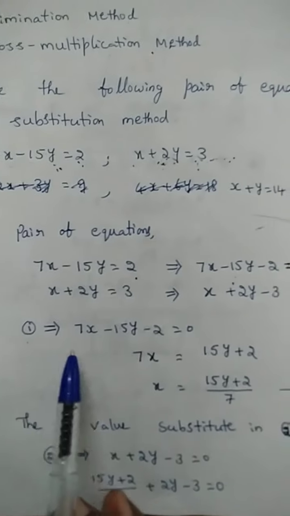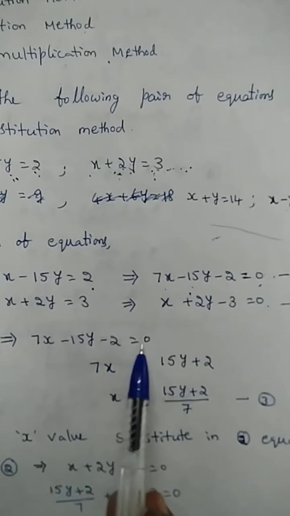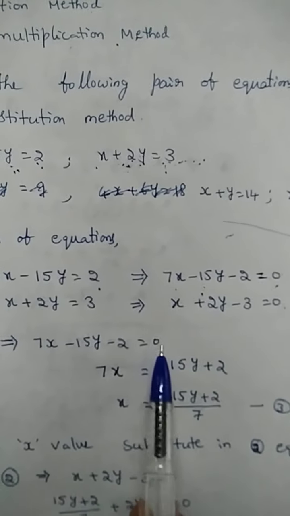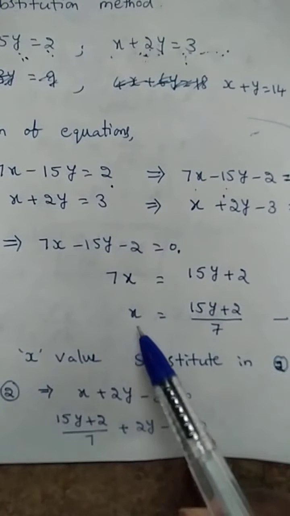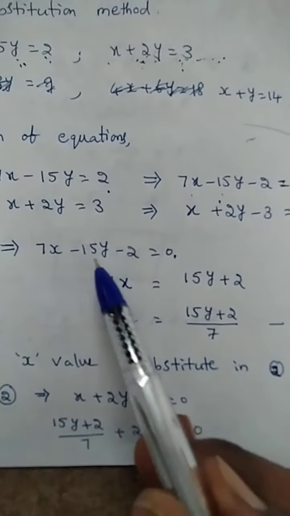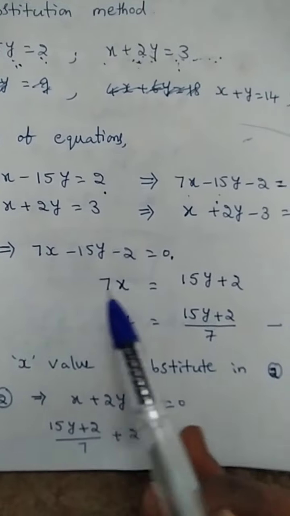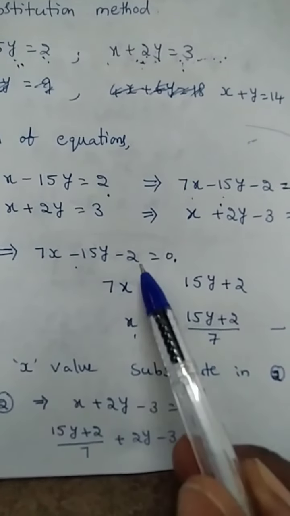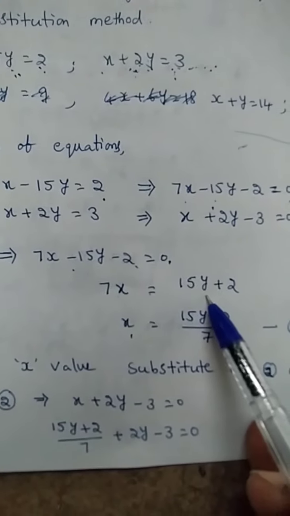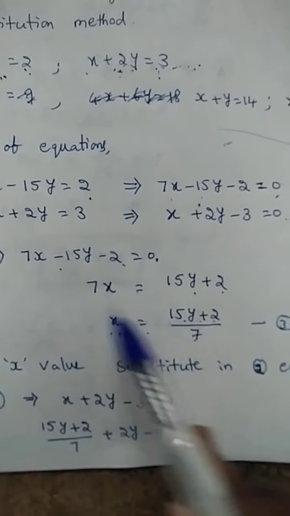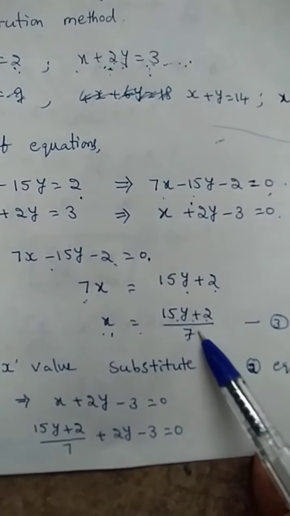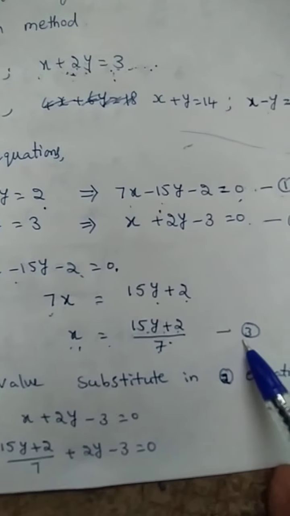The first equation is 7x minus 15y minus 2 is equal to 0. So the equation is to be changed as x here. So except x, all the values are to be transposed to that side. 7x is equal to minus 15y minus 2. Changing sides, plus 15y plus 2. Then x is equal to 15y plus 2 by 7. Why? Because it is a multiple, so when changing sides it becomes division. Okay, now it is the third equation.